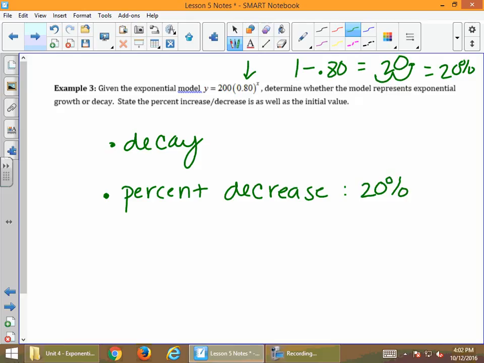So our percent decrease is 20%. You can also think of it as, well, 0.8 as a percent is 80%. How much more do we need to get to 100? 20. You can think of it like that, too. Okay. And then the initial value, it's just this number out in front. So our initial value is 200. I'll make a note there, too.